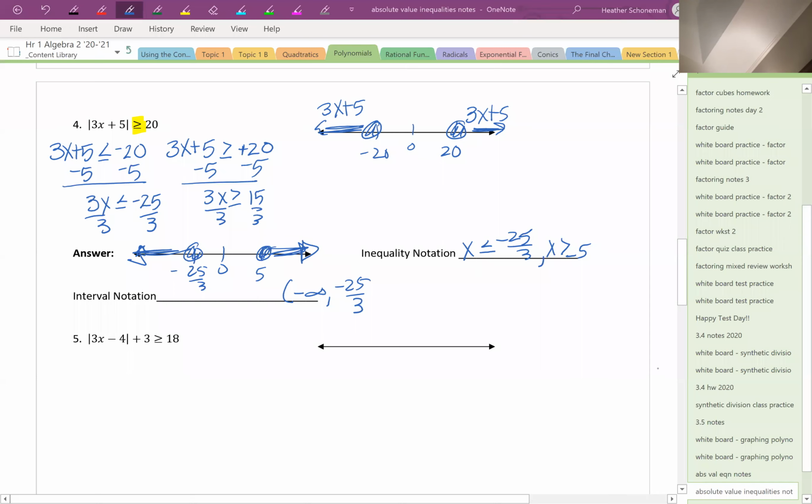Okay, sorry about that. So negative infinity to 25 thirds, bracket because it's closed. And then because it's a combination of two things, it's going to be the union. And then we go 5 to infinity, parentheses.